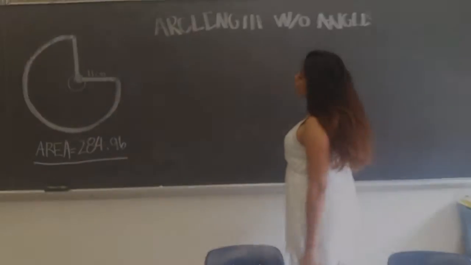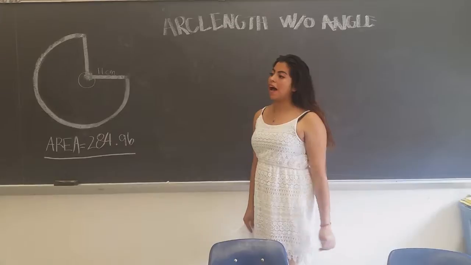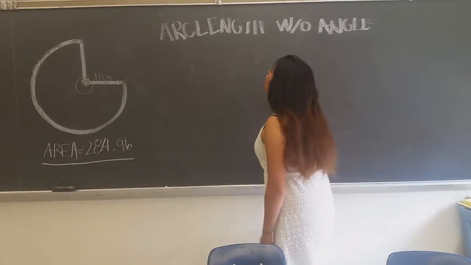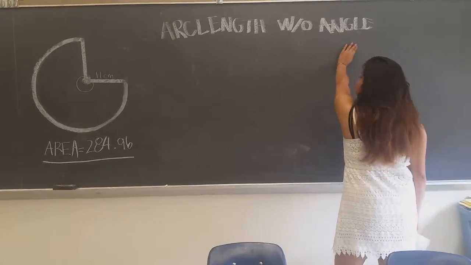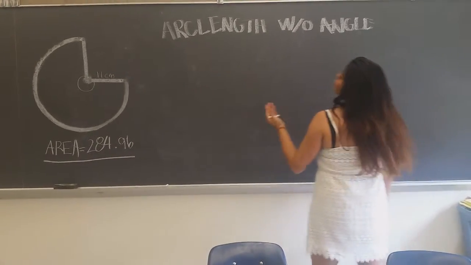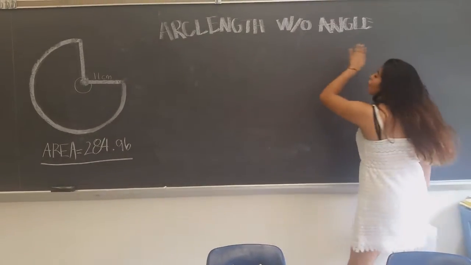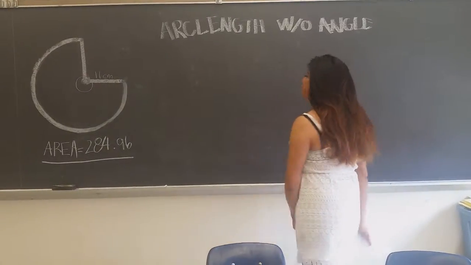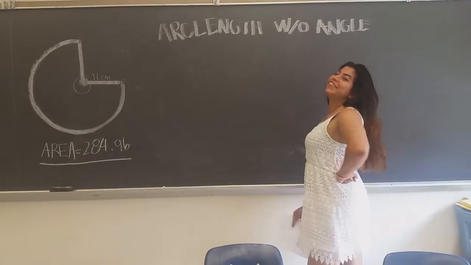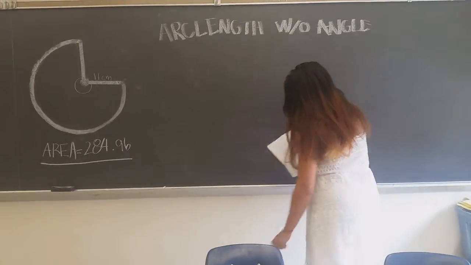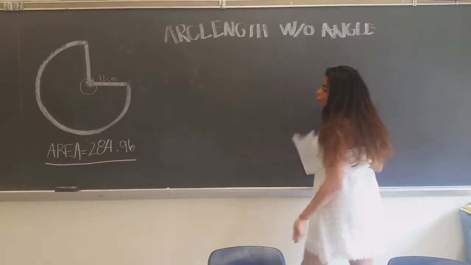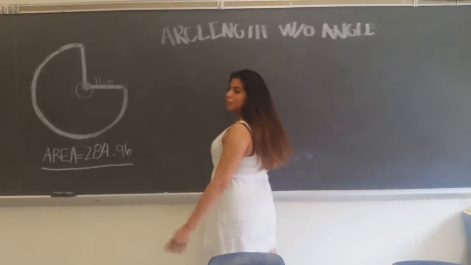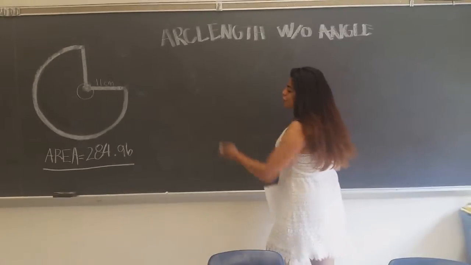So now that you understand the concept of how to find the arc length and the area of the sector, well, there's more to it. Today we're trying to find the arc length without an angle. Oh no, we don't have an angle. What do we do? Well, you guys, I know what to do. The first thing you want to do is kind of a vice versa thing.